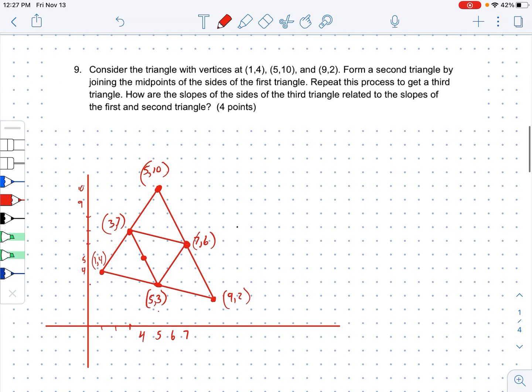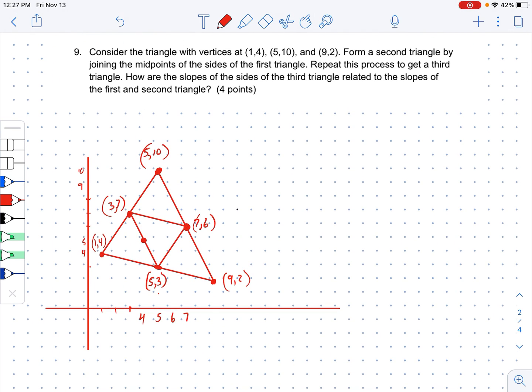The next one that gave some people difficulty was this one. Consider the triangle with these vertices. Form a second triangle by joining the midpoints. Repeat this to get a third triangle. How are the slopes of the third triangle related to the first and second? What you could have done is calculate your slopes based on being given 2 points. If I'm trying to calculate this slope here, I could take the difference between my y values and the difference between my x values, and I'd have a slope of 3/2.